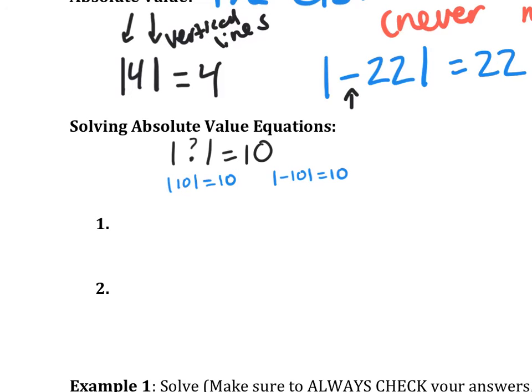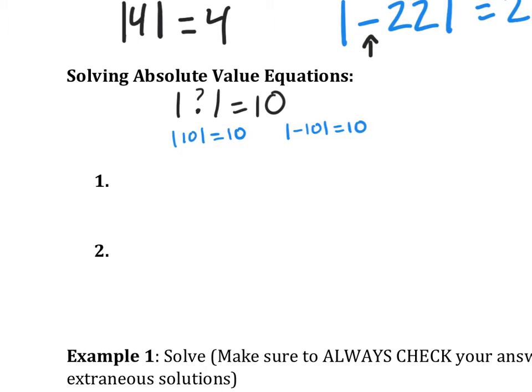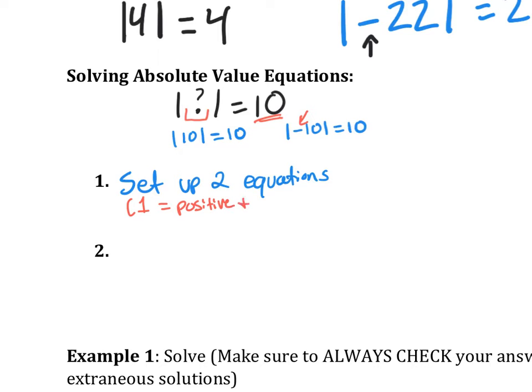So to solve absolute value equations, we need to write two equations. One where we set whatever is in the absolute value equal to the positive answer, and one where we set whatever is inside the absolute value equal to a negative answer. So step 1 will be to set up two equations, one equal to the positive, and one equal to the negative. That'll make a little more sense when we do an example.